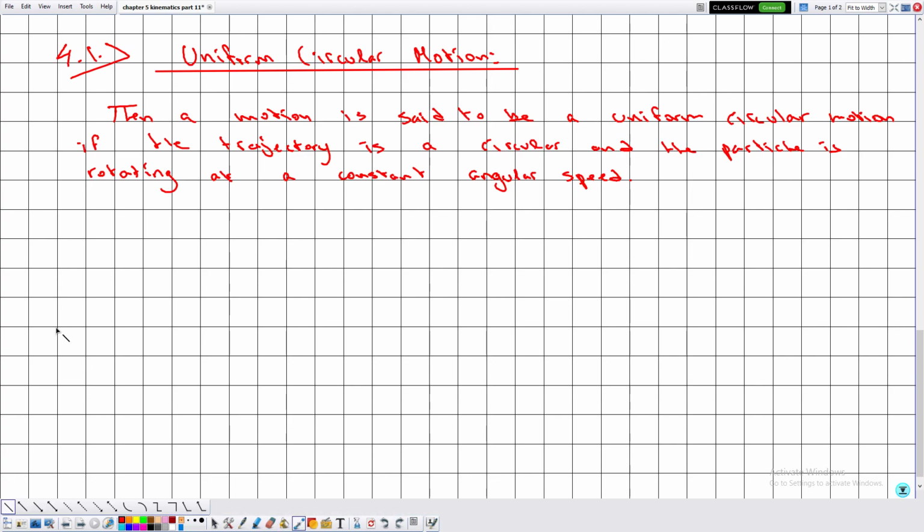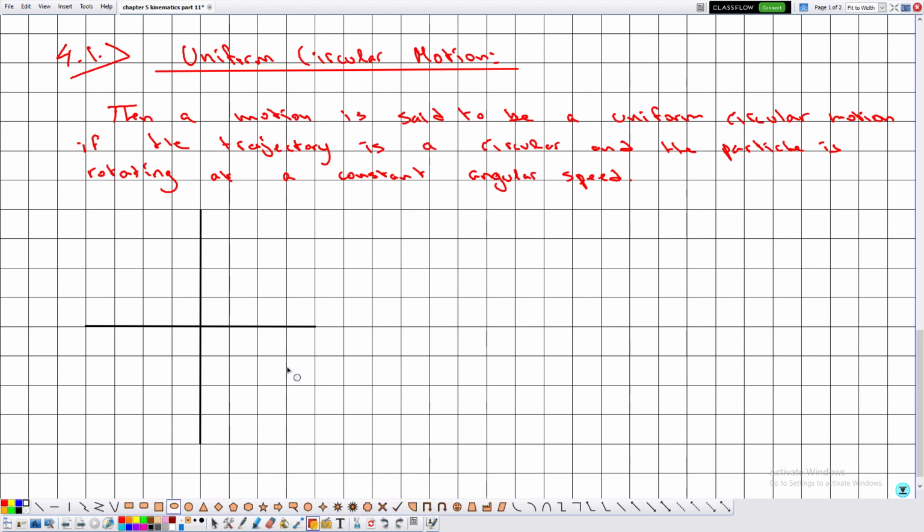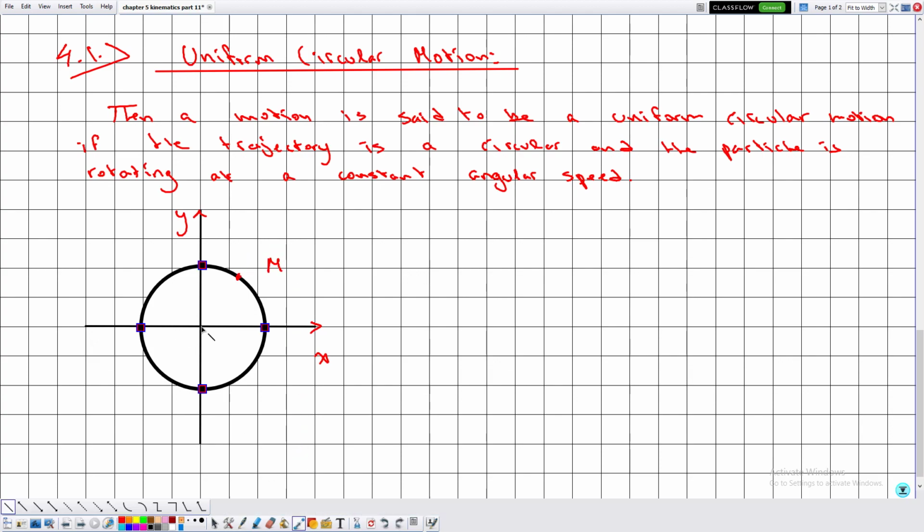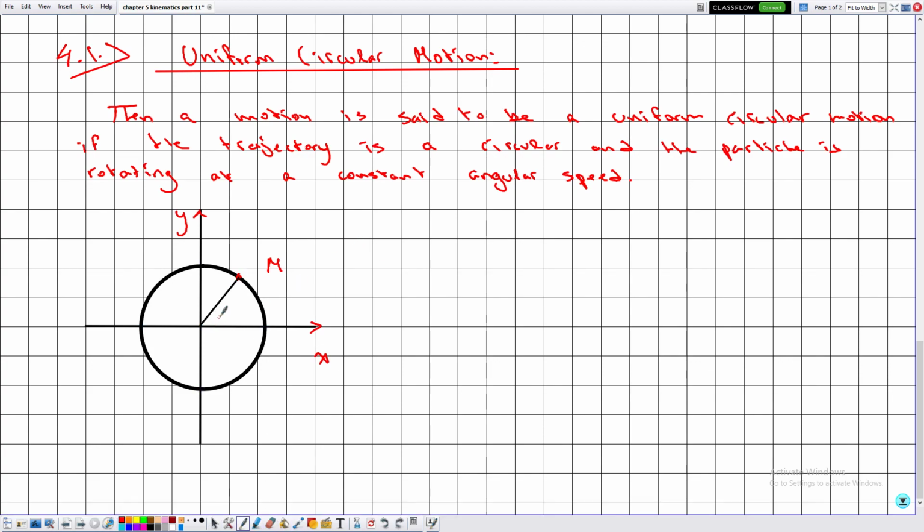Better to draw them again. So this is the angle theta, this is the origin O, this is the unit vector I, this is the unit vector J, this is the radius R. So suppose that M is moving in a certain direction, so the anti-clockwise direction is said to be the positive, the clockwise direction is said to be the negative.